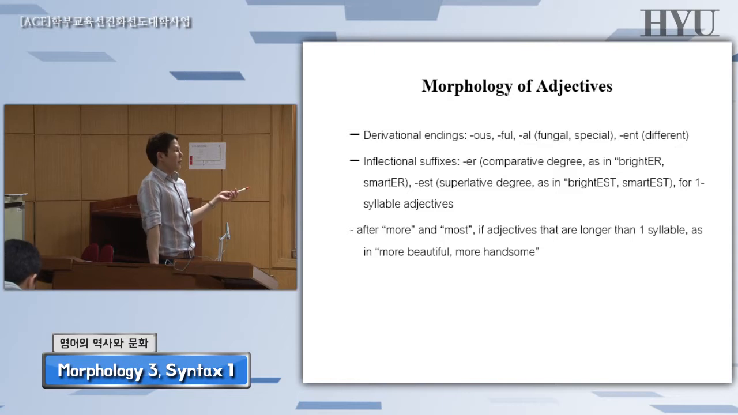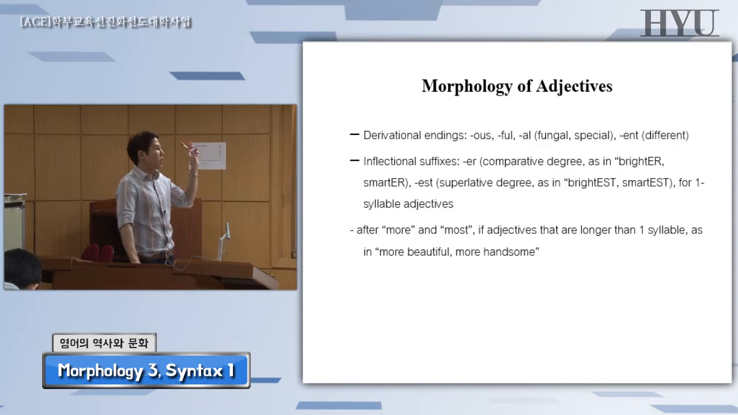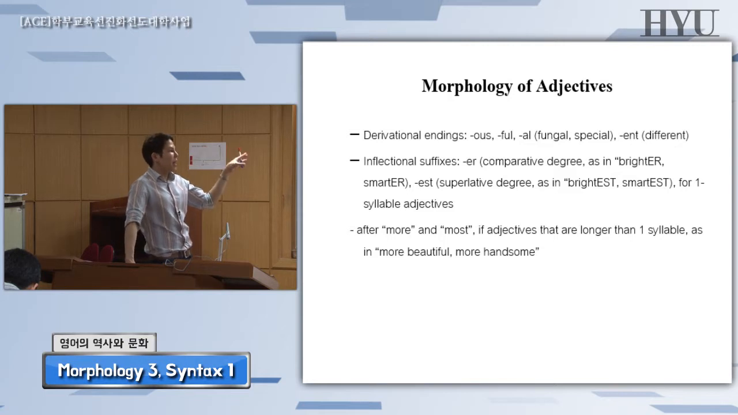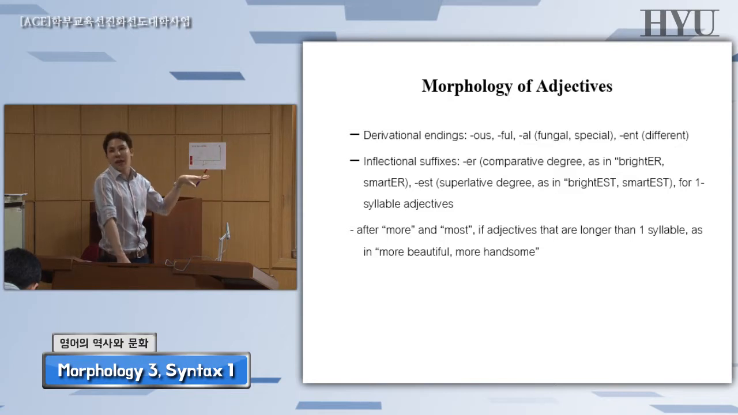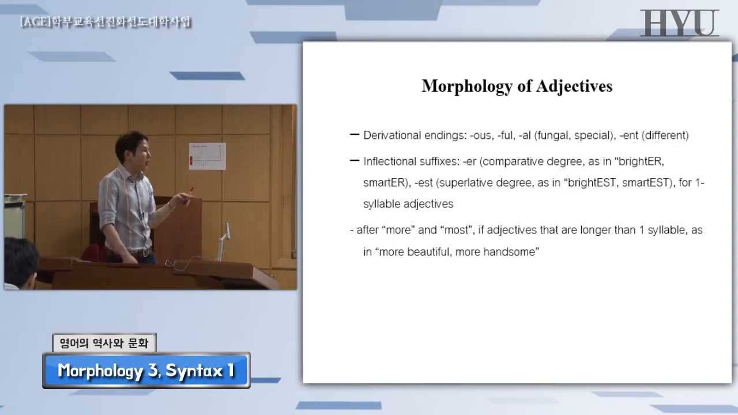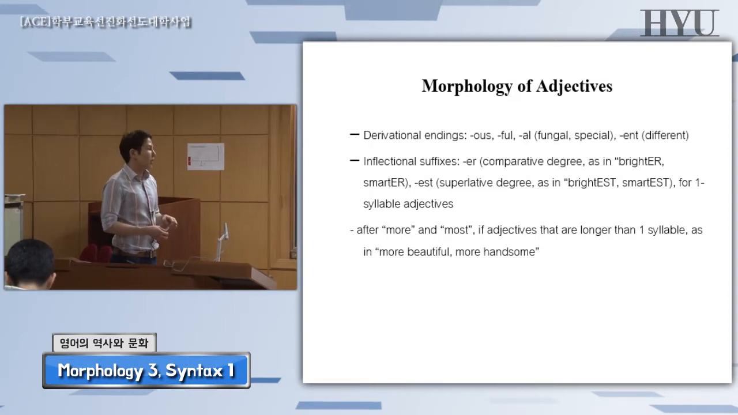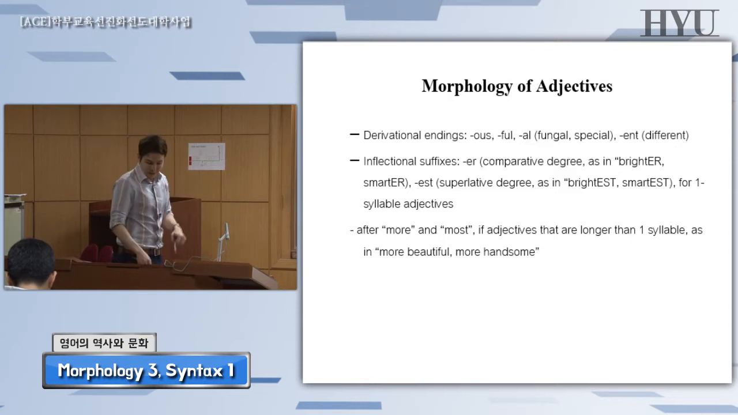Or inflectional suffixes, remember, like comparative er or superlative est, brightest, smartest. These are only adjective suffixes. Nouns cannot have these suffixes. Er for nouns, like teacher, has nothing to do with comparison. So it's a different morpheme, okay? After more or most is another clue that tells you that you have an adjective, like more beautiful, more handsome, like that. Okay?